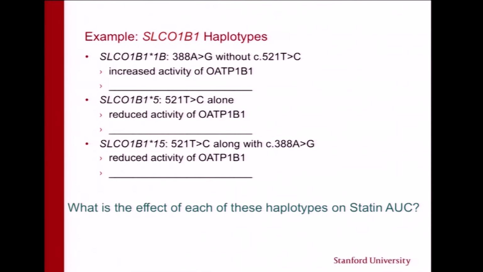And then the third haplotype is the *15, which is both a C allele at the 521 position and a G allele at the 388 position. And this also results in reduced activity of OATP1B1. So I want you to think about where this transporter is present in the body, so on the surface of the liver, moving things from the bloodstream into the liver for metabolism. And think about the effect that these changes in activity would have on the circulating levels of the substrates for OATP in the bloodstream.